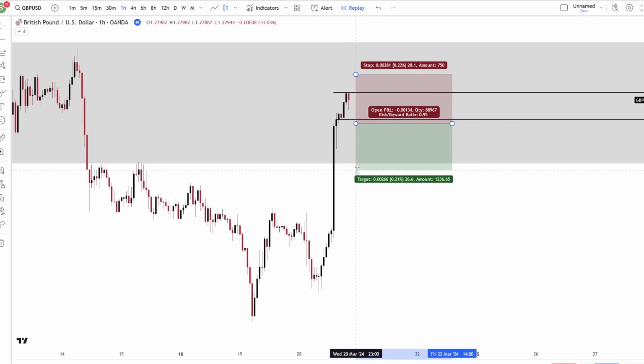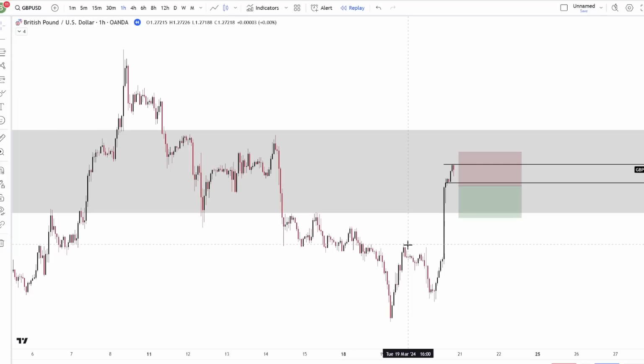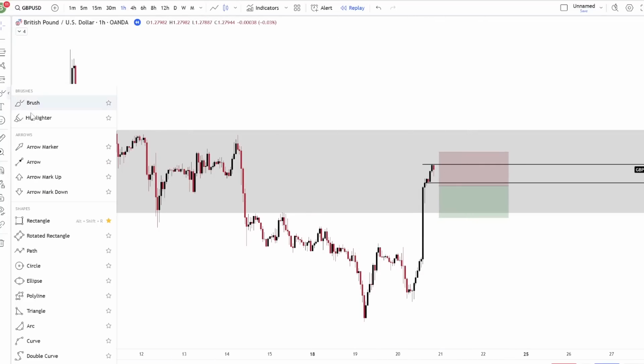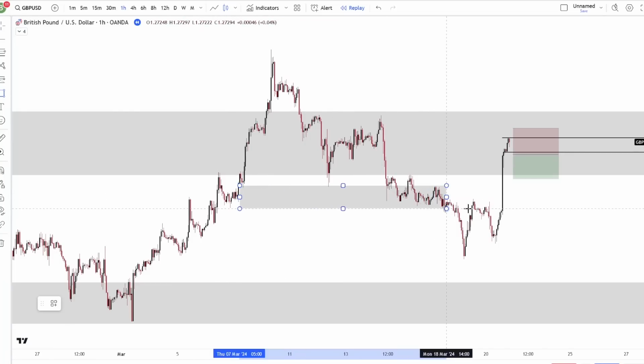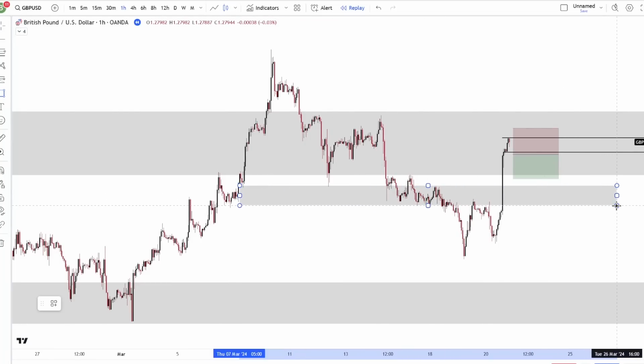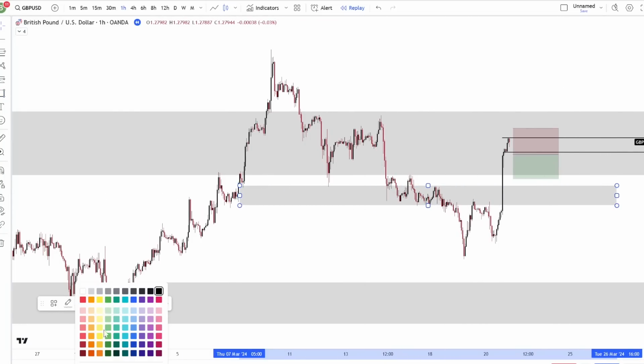So your first TP can be 1-to-1, and if you want another take profit, you can look at your micro rejection level. So what do you have here? You have a rejection point right here. Let's make it red.